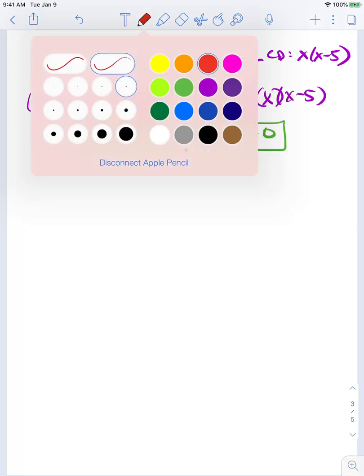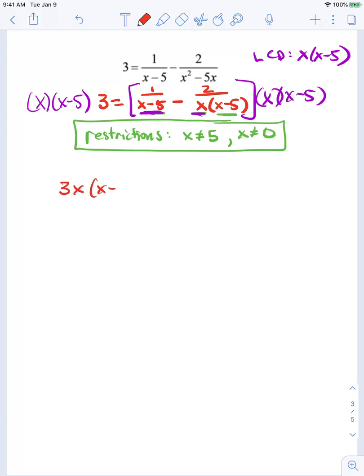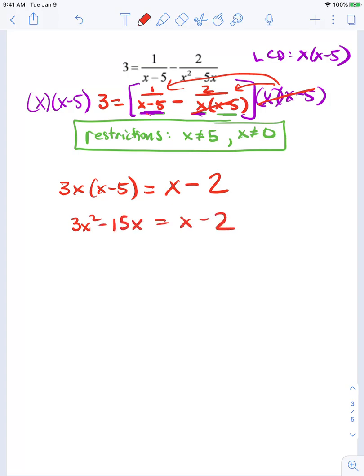So on the left, I get 3x times x minus 5 equals, distribute on the right to both terms. So in that first fraction, the x minus 5 will cancel, and I'm left with just the x times 1. So I get x minus, and here the whole denominator will cancel, so it's just x minus 2. Clean this up. 3x squared minus 15x equals x minus 2. Set equal to 0. 3x squared minus 16x plus 2 equals 0.